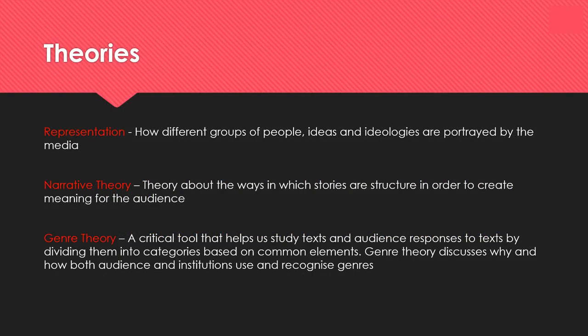So there's three different categories of theories that we need to understand. You've got representation, narrative theory, and genre theory. So representation is how different groups of people are basically portrayed in the media product. Narrative theory is the way in which the stories are told. And genre theory is basically linking it to the conventions that put something into a particular category.